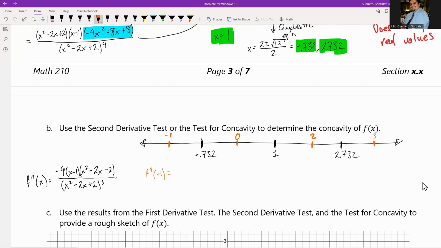So -1 squared is going to be 1 plus 2 minus 2. So it's going to be 1, right? That's going to be a minus 2. So -4 times a -2 times a plus. So it's going to be a positive up top. And then the bottom is going to be, so -1 squared is going to be 1 plus 2 plus 2. So it's going to be 1 plus 2 plus 2. And then we're going to cube it. So this is going to still be positive.